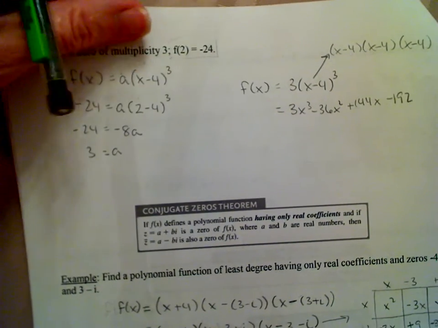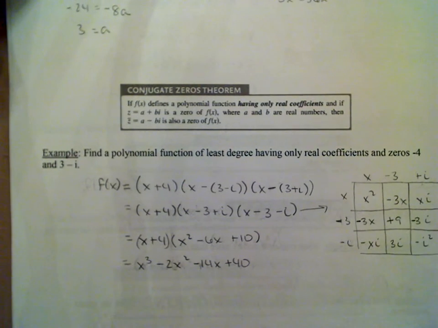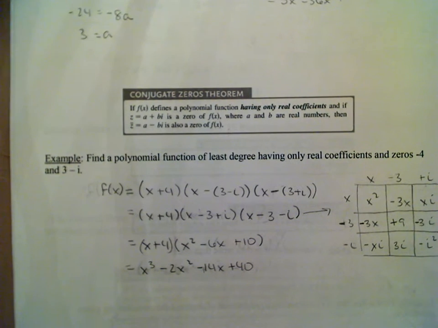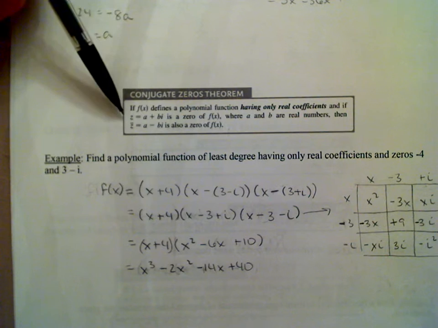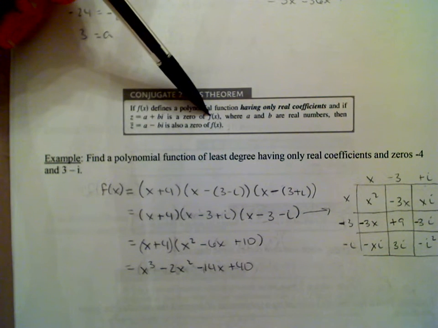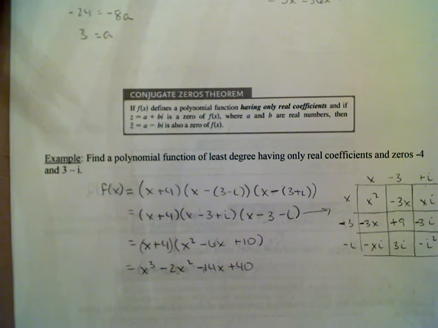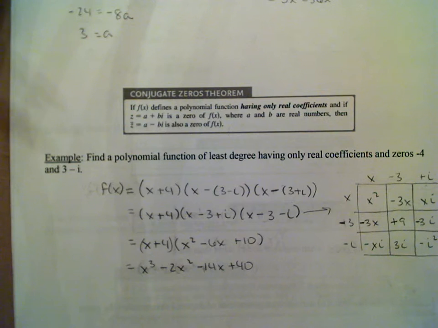Okay, the last thing we're going to look at is what's called the conjugate zero theorem. It says if f(x) defines a polynomial function having only real coefficients, and if z is equal to a + bi is a zero of your function, then you also know that a - bi is also going to be a zero of your function. So sometimes you're going to have complex zeros.